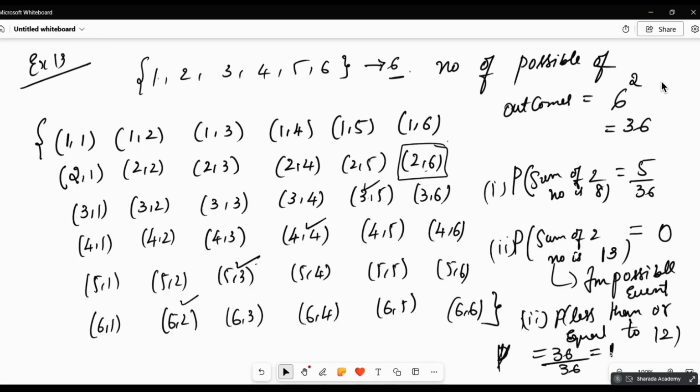What are the options? You will get 2 and 2, 2 and 4, 2 and 6, then 4 and 2, 4 and 4, 4 and 6, and 6 and 2, 6 and 4, 6 and 6. So 1, 2, 3, 4, 5, 6, 7, 8, 9. So the probability will be 9 by 36. So any question related to that you can answer once you know the sample set. Clear?